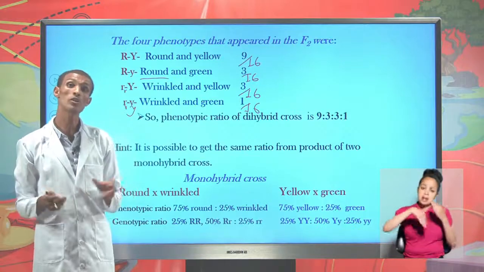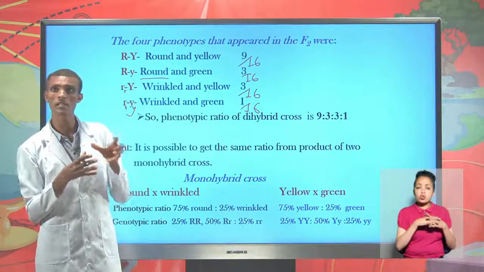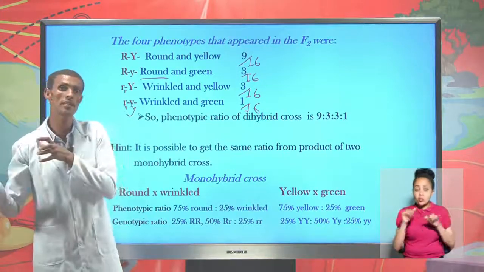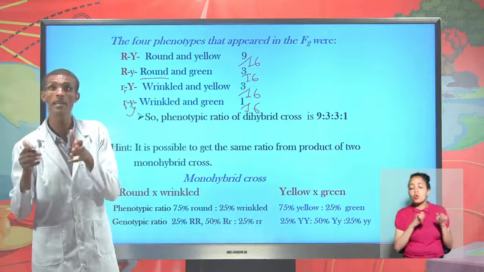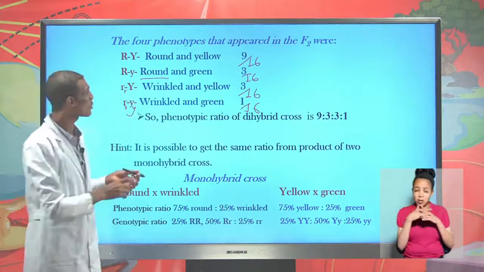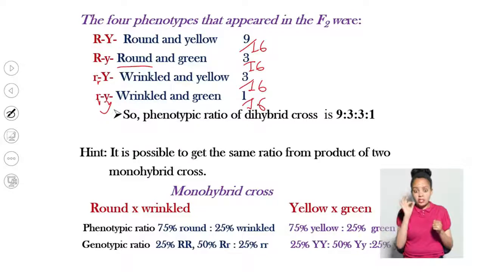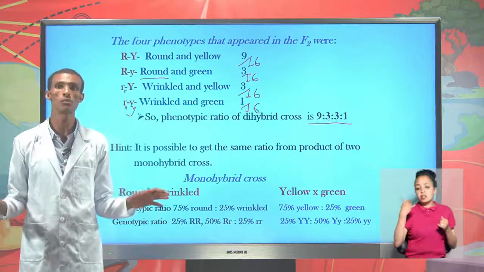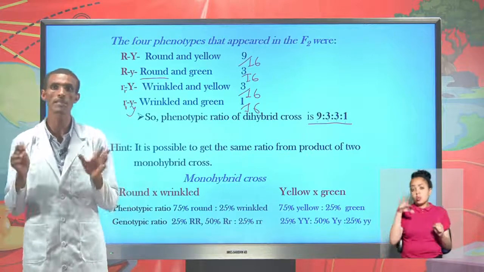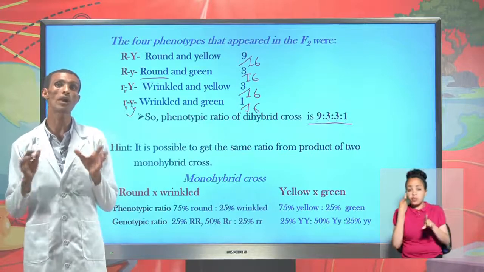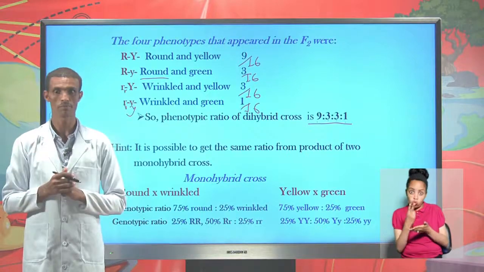Generally, if we cross two homozygous dominant with two homozygous recessive characters in a dihybrid cross, we can obtain 9 round yellow, 3 round green, 3 wrinkled yellow, and 1 wrinkled green. It is possible to get the same ratio from the product of two monohybrid crosses.